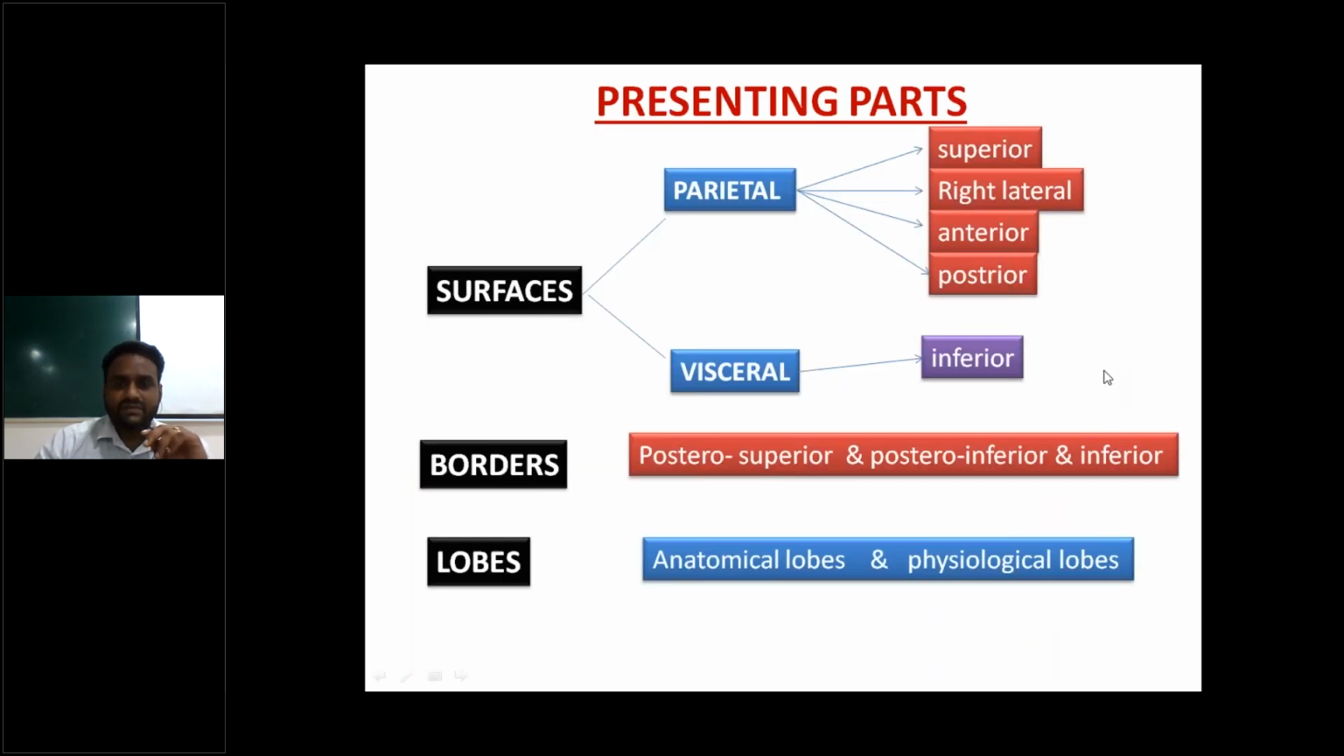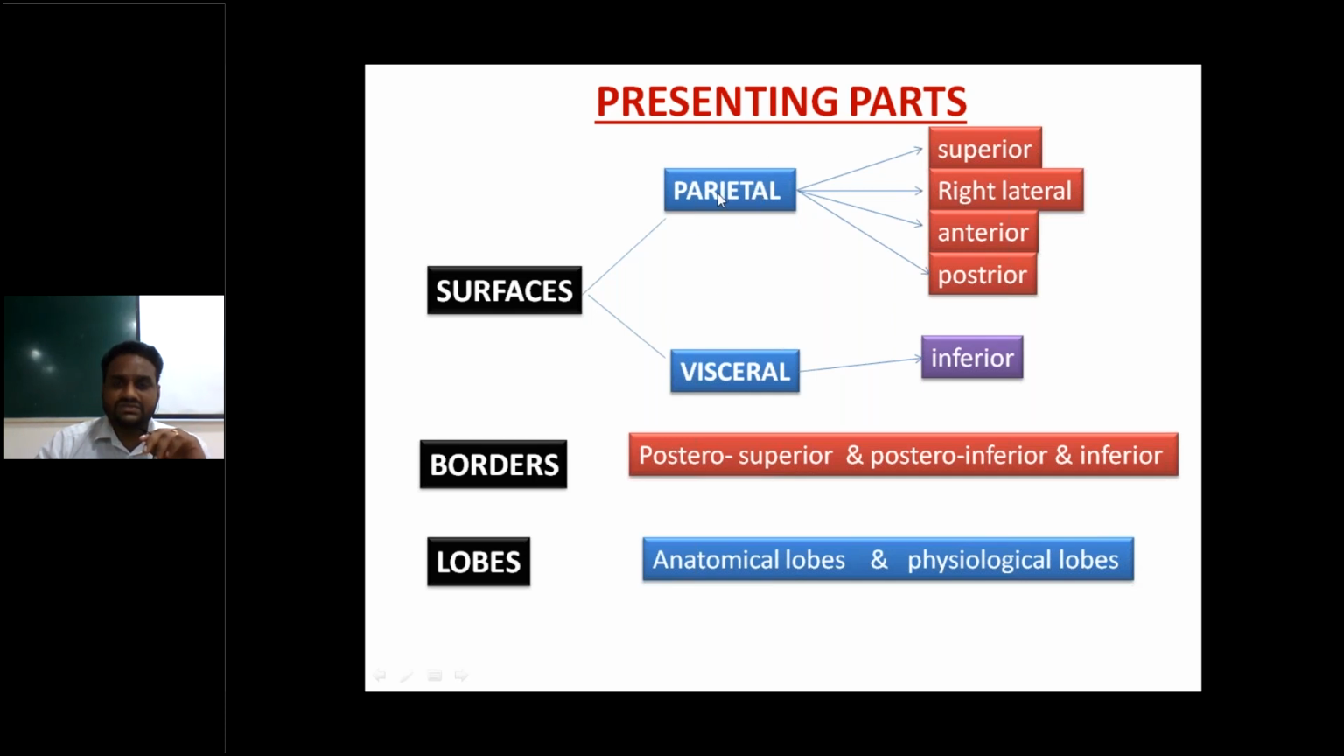Now we come to the presenting parts of the liver. It has surfaces, borders and lobes. Surfaces are of two types, parietal and visceral. Parietal means these surfaces are related to structures of the body wall. Visceral means this surface is related to other viscera of the abdomen. These are the borders you can see here: posterior superior, posterior inferior and inferior, three borders. And lobes are of two types, anatomical lobes and physiological lobes.